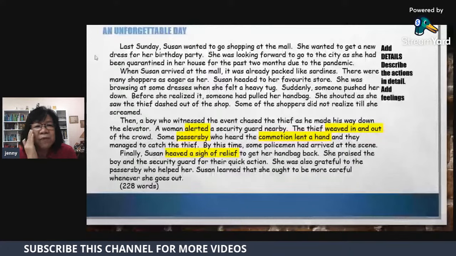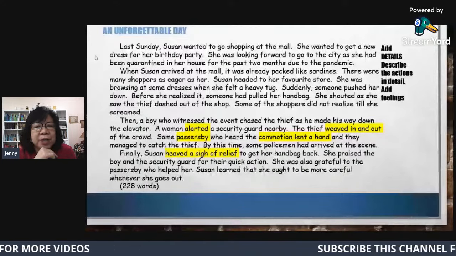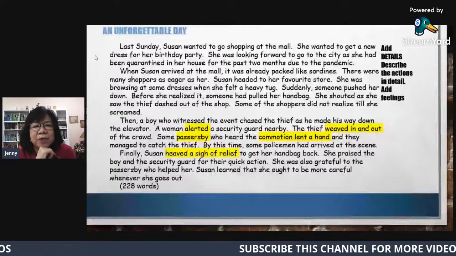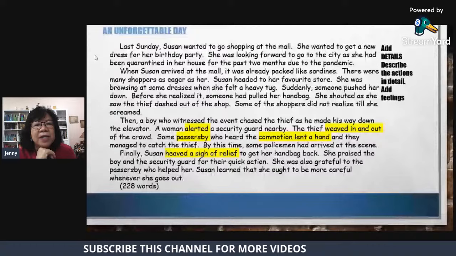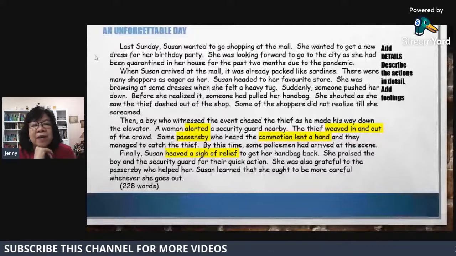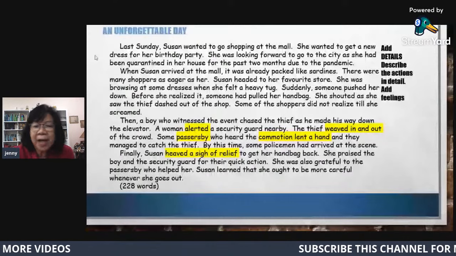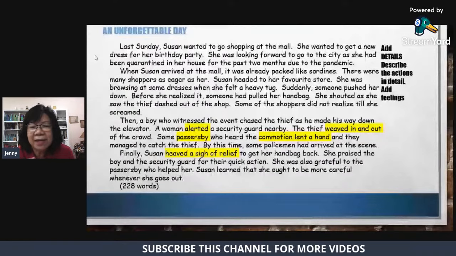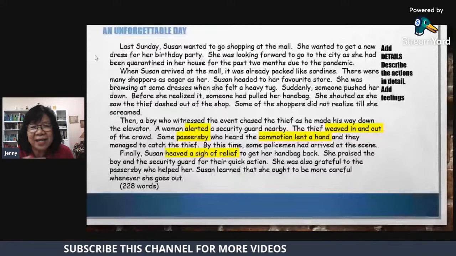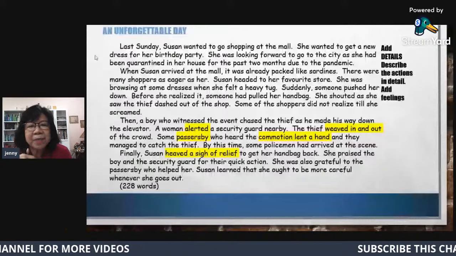Last Sunday, Susan wanted to go shopping at the mall. She wanted to get a new dress for her birthday party. She was looking forward to going to the city as she had been quarantined in her house for the past 2 months due to the pandemic. So I am bringing out my own experience and putting it here just to add. Writers like to pad their writing, and this is part of the padding by adding reasons and explanation.